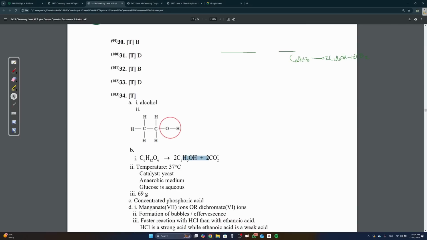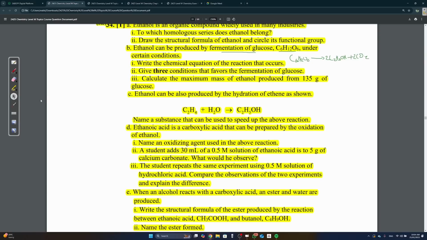Okay. That's the reaction. The glucose breaks down into ethanol. Very easy. You just need to remember that carbon dioxide is produced as a byproduct. Okay.